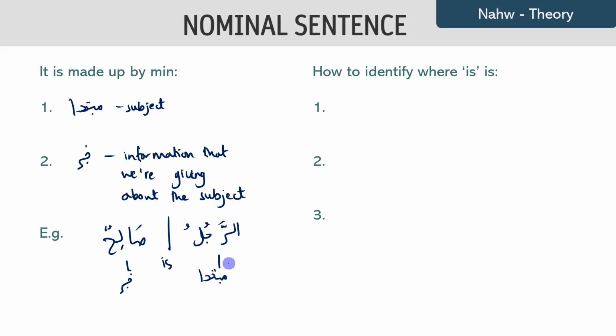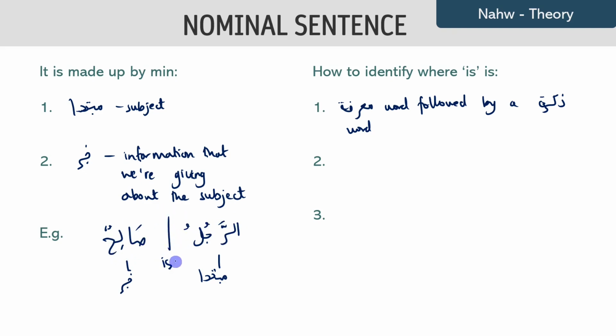So we need to identify where do we put the is in the Jumla Ismiya sentences. So there are 5 things that we can keep in mind. So number 1 is if you see a ma'rifa word followed by a nakira word, there is an is in between those. So for example, in this sentence over here, you have ar-rajulu, which is ma'rifa, and salihun, which is nakira, and you have a break.